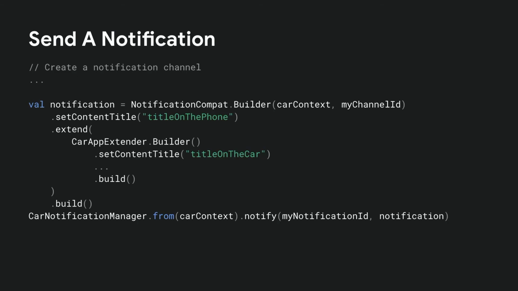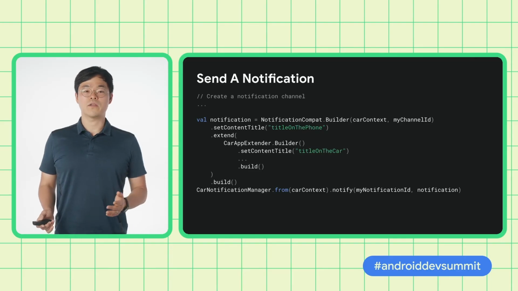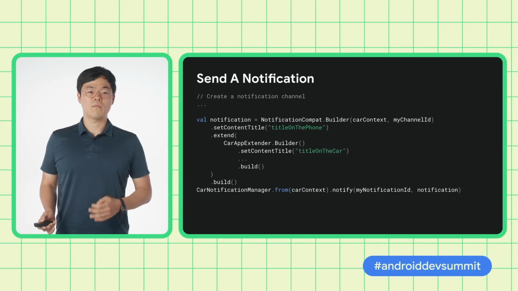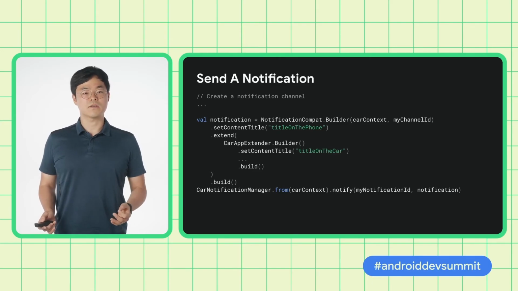To send a notification, construct a normal notification object, optionally extend it with Car App Extender, and send it with Car Notification Manager. In Android Auto, Car App Extender allows you to differentiate the notification style and content between the phone and the car screen. In both Android Auto and Automotive OS, when the notification is displayed in the car screen, any content set in the Car App Extender will override the equivalent notification content.